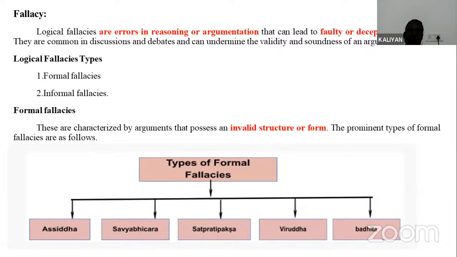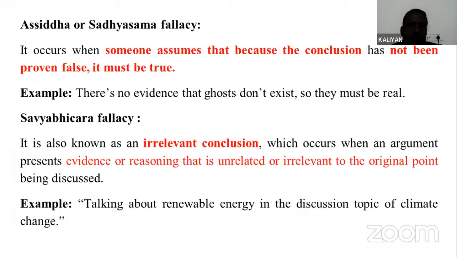Asiddha, Savyabhichara, Satpratipaksha, Viruddha, and Badhita. So we'll go one by one. First, the Asiddha or Satyasama fallacy. It occurs when someone assumes that because the conclusion has not been proven false, it must be true. So it means we are assuming that the conclusion is true because it is not proven false. That is called the Asiddha or Satyasama fallacy.